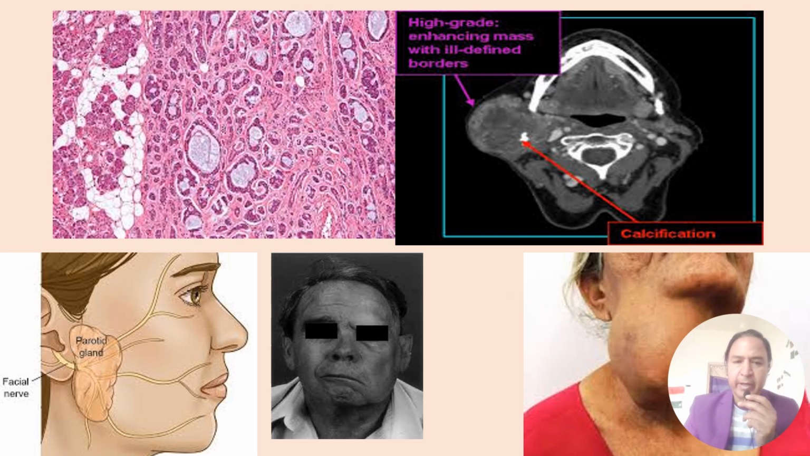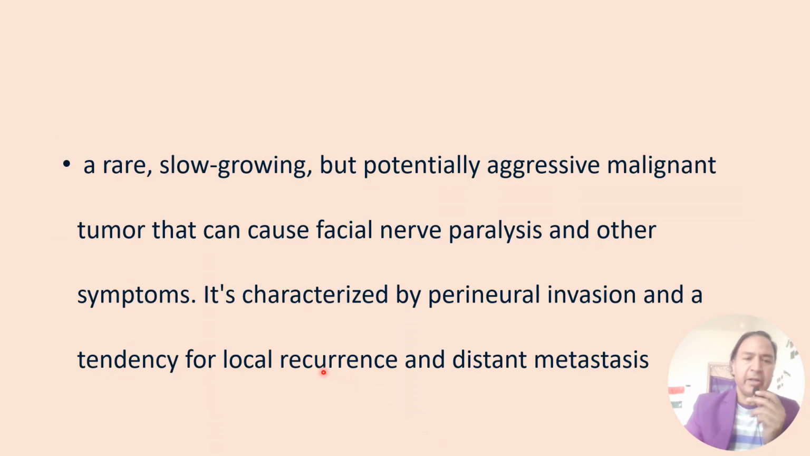Now let's move ahead. What is adenoid cystic carcinoma? It is a rare, slow growing but potentially aggressive malignant tumor that can cause facial nerve paralysis and other symptoms. It is characterized by perineural invasion, which is the most important key. As it has perineural invasion, we may expect nerve weakness and a tendency for local recurrence and distant metastasis.